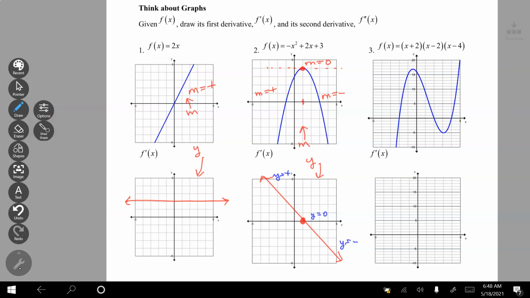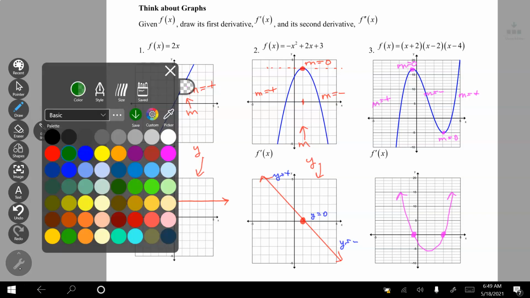This last graph, I have a couple of them. I have a slope of 0 here, because it's a max. The slope is 0 here, because it's a min. And this slope here is positive. This slope here is negative. This slope here is positive. So I'm going to note my 2 slopes of zero. It looks like it's at negative a half and positive 3. So I need to go positive, 0, negative, 0, positive.